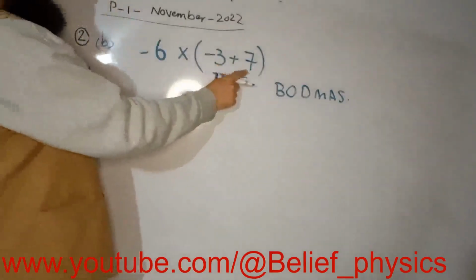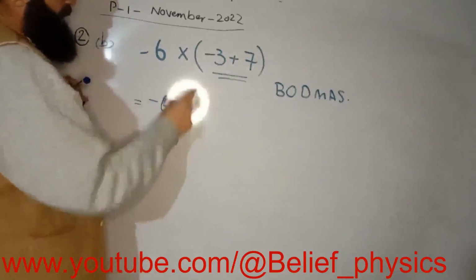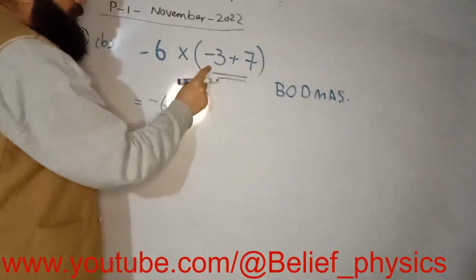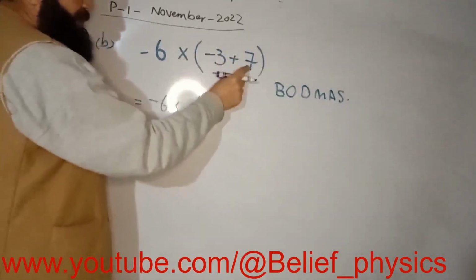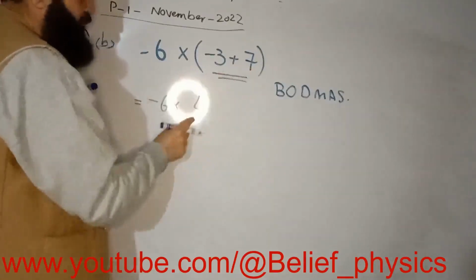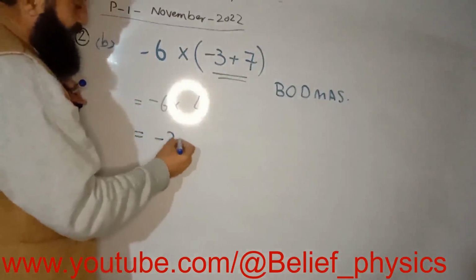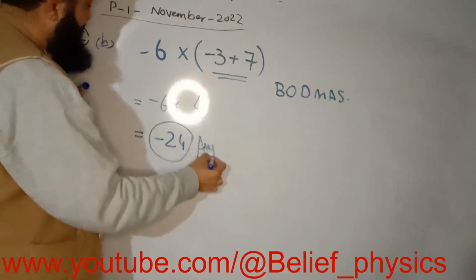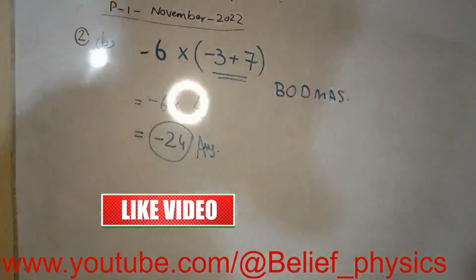Minus 3 plus 7 is equal to plus 4, because when we have two different signed numbers, when we subtract smaller number from bigger number, the sign will be of the bigger number. 7 minus 3 is 4, so it is 4. Minus 6 times 4 is minus 24. So minus 24 will be the answer of part B of question number 2. That's it.